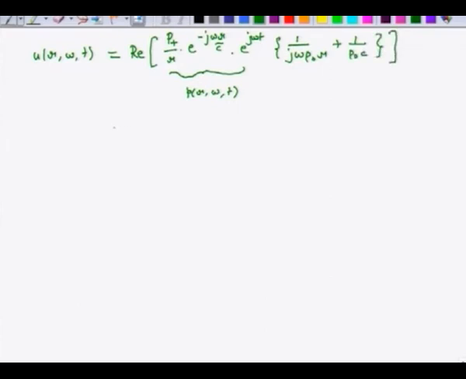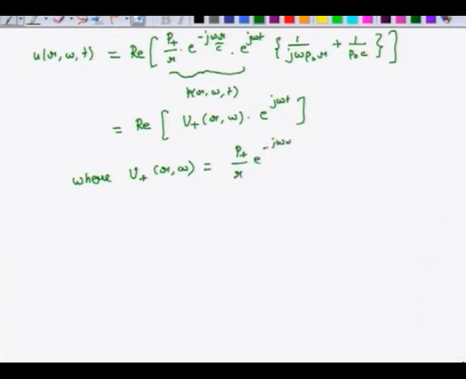And this I can rewrite as the real part of u plus, the complex velocity, which is a function of r and omega, times e to the j omega t, where u plus of r and omega is equal to P plus over r e to the minus j omega r over c times this entire thing in parenthesis, which is 1 over j omega rho naught r plus 1 over rho naught c.